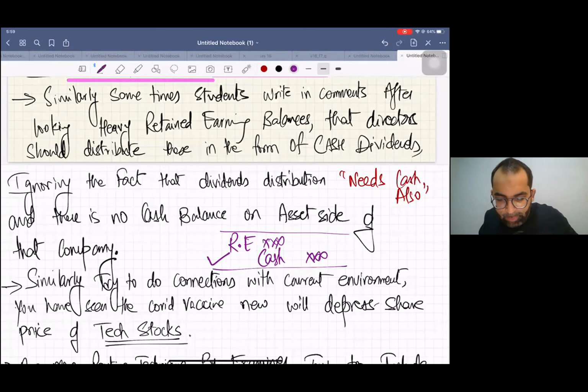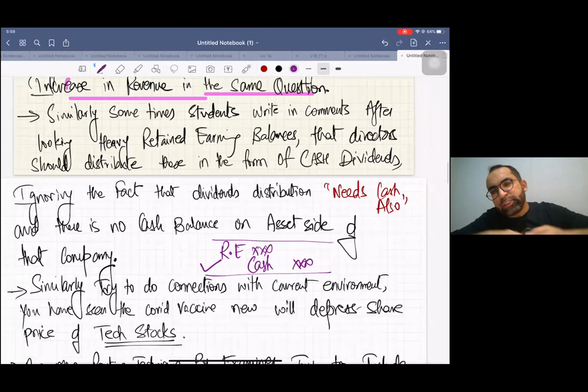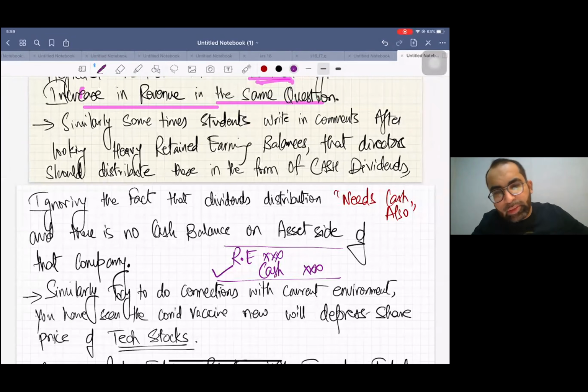Just think, in the question you wrote the commentary that directors should distribute these retained earning in the form of cash dividend without looking at the cash balance. Not getting it? My dear student, the company does not have cash in the balance sheet. Let us say there is a bank overdraft. So how will you give cash dividend? So this is the double entry: debit retained earning and credit cash also. Cash is also included.